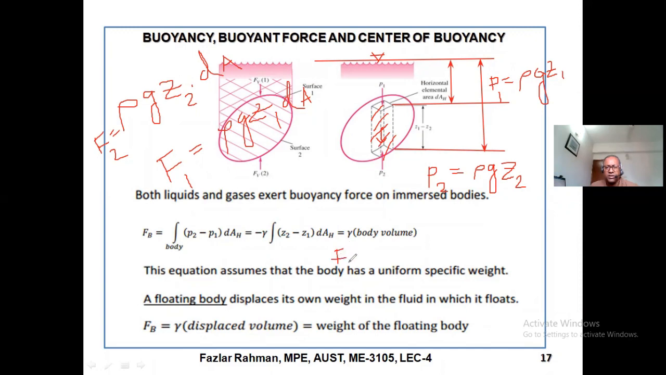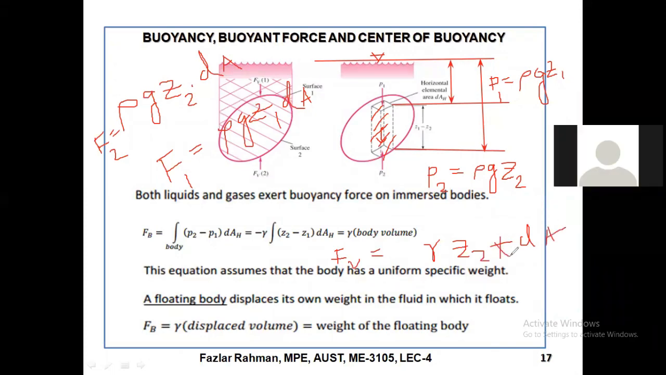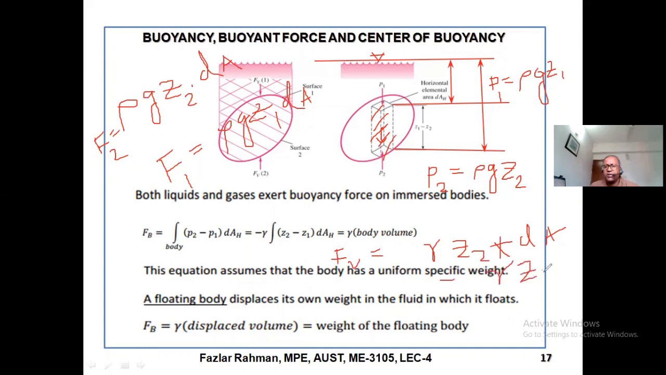So the upward resultant force, FB, or you can say FV, is F2 minus F1. So rho g equals gamma. I write gamma Z2 dA, minus gamma Z1 dA. Now ultimately, this one cancels out. Ultimately we are getting gamma times the difference. This force I write is working on the small portion of the body, so you can say this is delta FB.